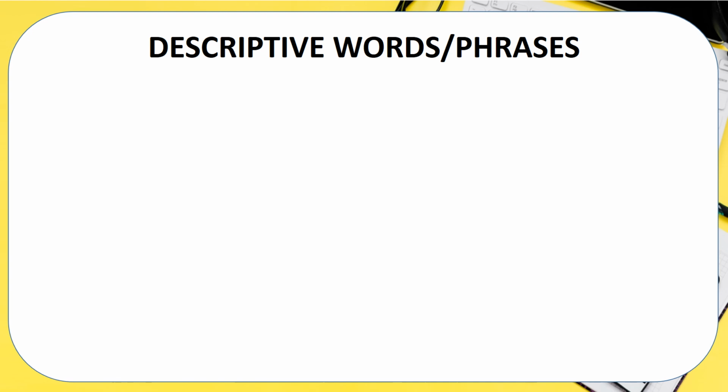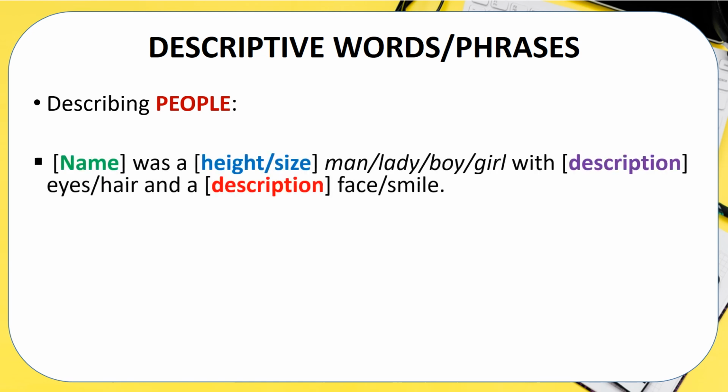Now let's try to describe people. To describe people, here I have provided you with a template. Well, it doesn't have to be like this, but this is the easier way to describe people. How? You mention the name or who it is, the height or size, whether it is a man, a lady, a boy, or a girl, with a description of the eyes or hair, and also a description of the face or the smile.